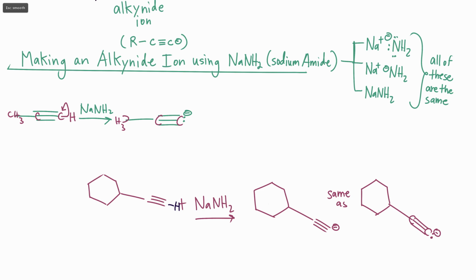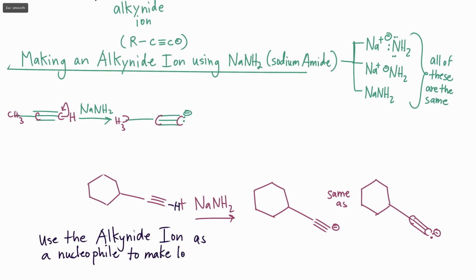Okay, now as I said, what we want to do is use the alkynide ion as a nucleophile to make long carbon-carbon chains. Okay.